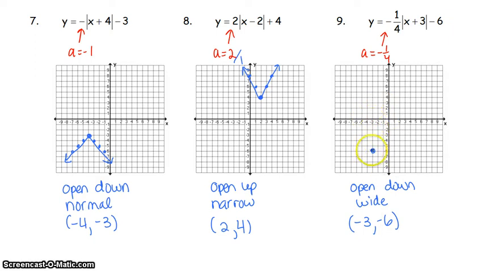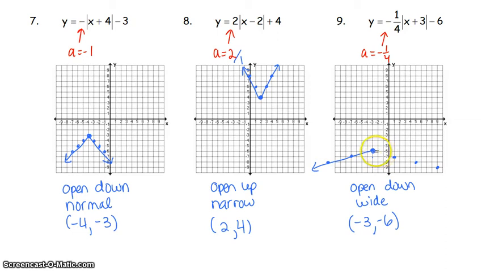Now we know we're going to open down, so we're going to move in the downward direction. Our slope is 1/4, so we're going to go down 1, right 4, down 1, right 4, down 1, right 4. Now to get the other side of the V, we go down 1, left 4, down 1, left 4, and we run out of room right there.